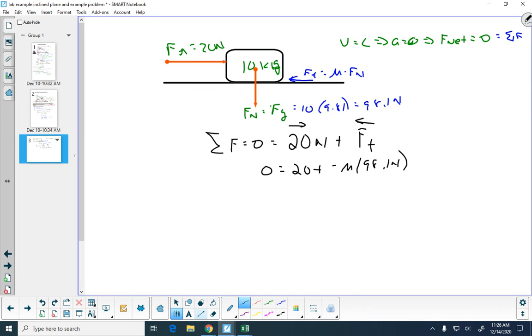Katie, what did you get for your value of mu? I'm still working on it. All right, that's fine. I got 0.2. 0.2? Yeah, taking your 20 and dividing by 98.1.